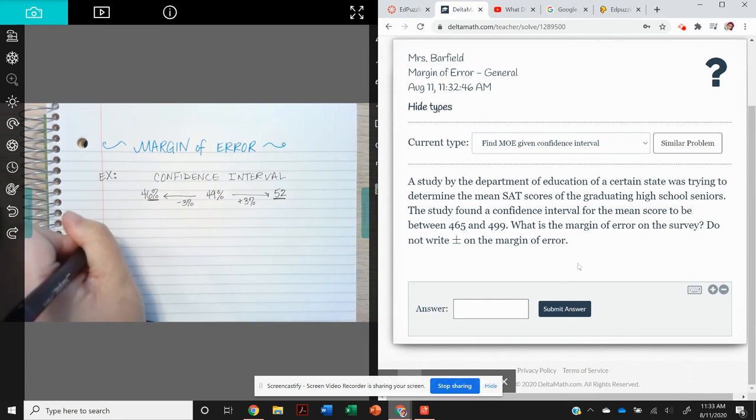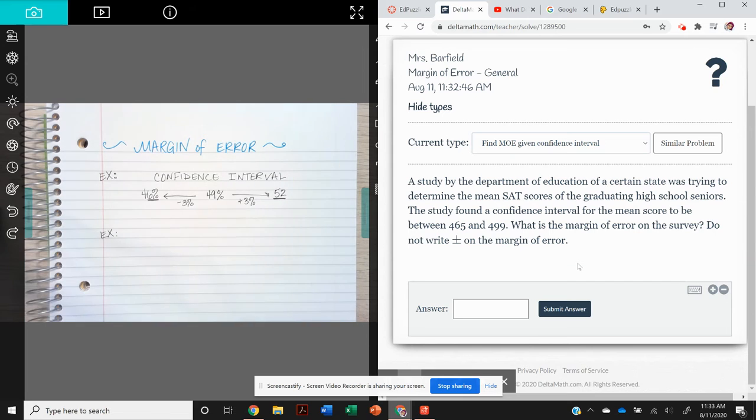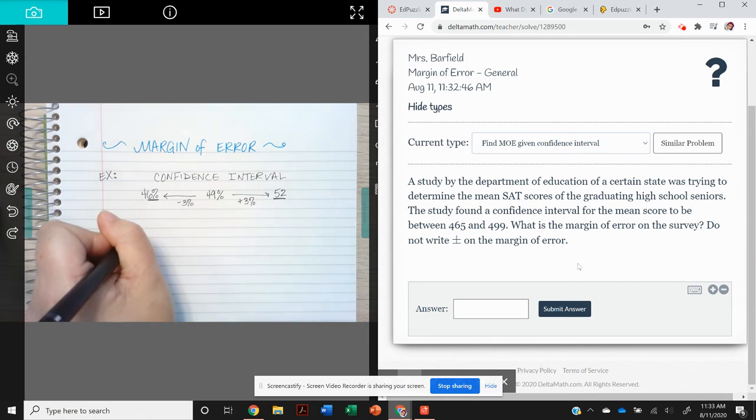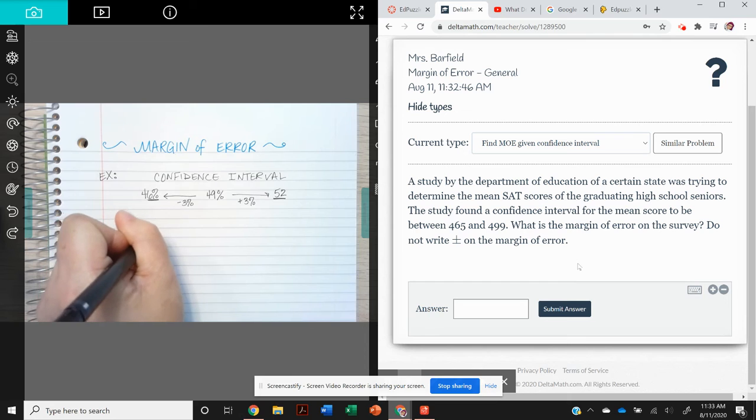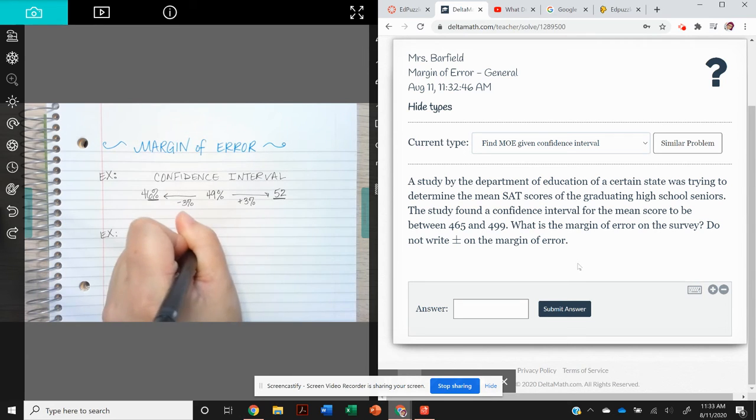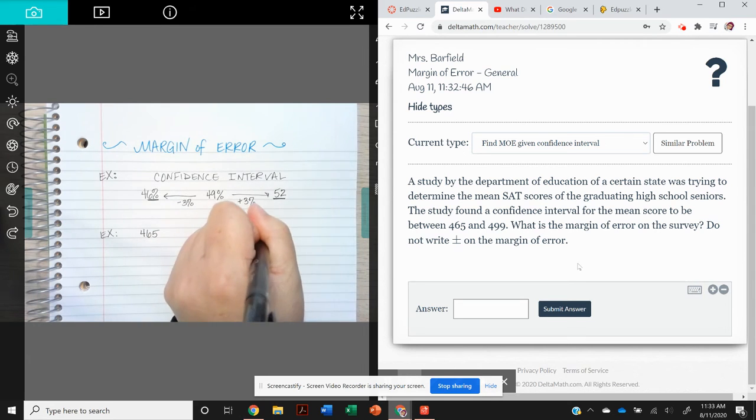Okay. So what they've given me is they've given me my interval, okay? So they've given me my interval that is at 465. We got something in the middle, and we got 499, okay?